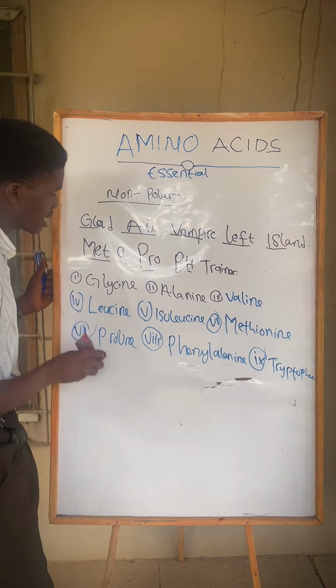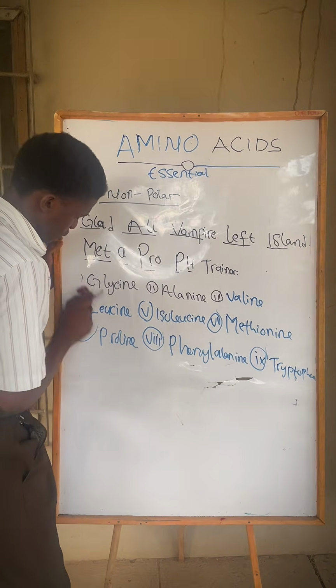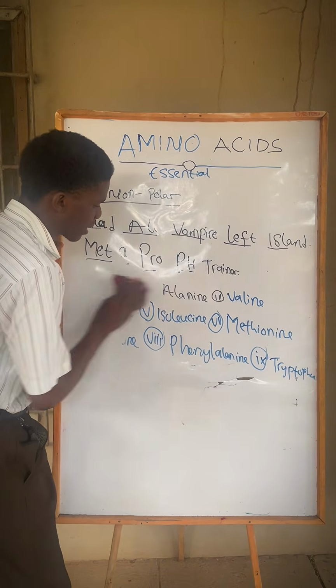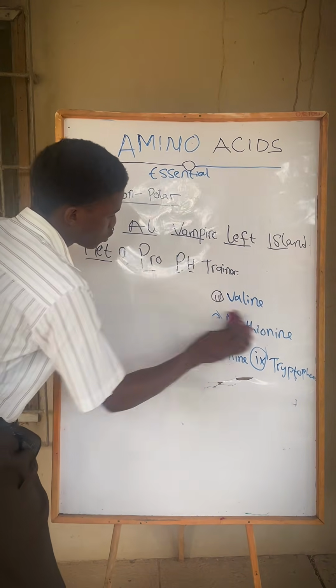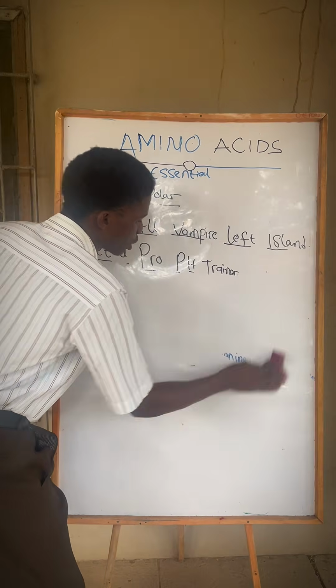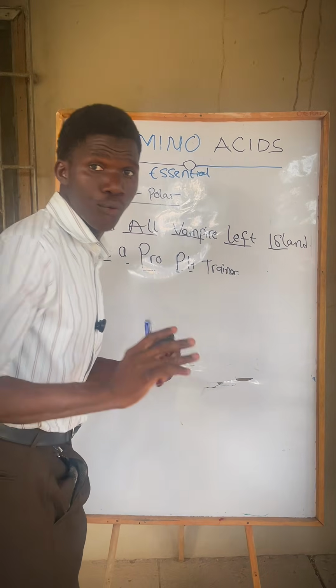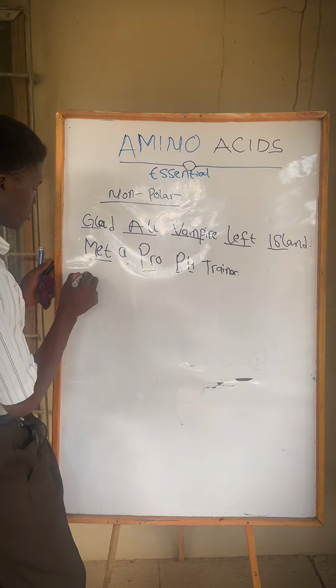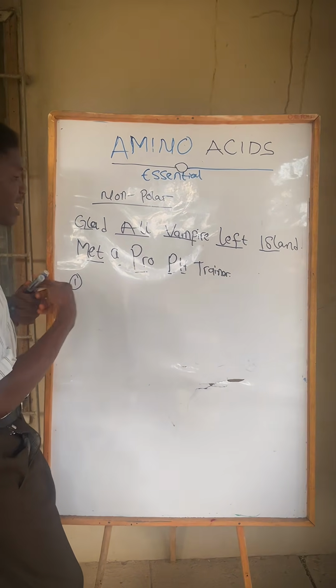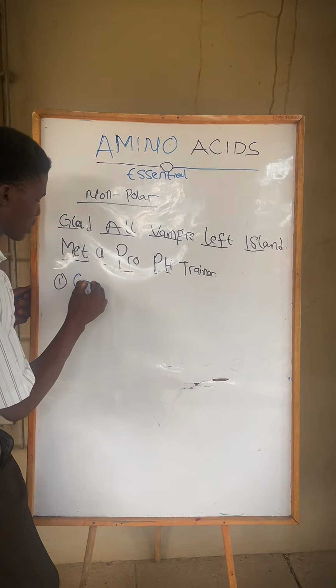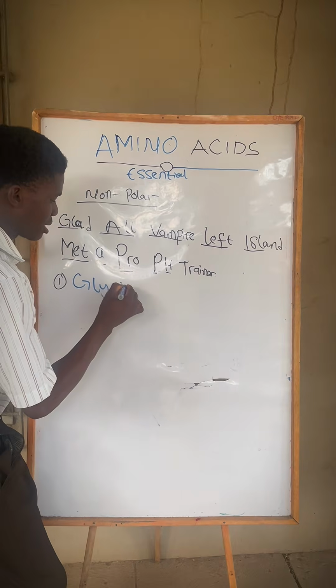Now let's start with their structures. Let me start with the structure of glycine. How do we draw the structure of glycine? So glycine is the first guy here. The first guy is glycine.